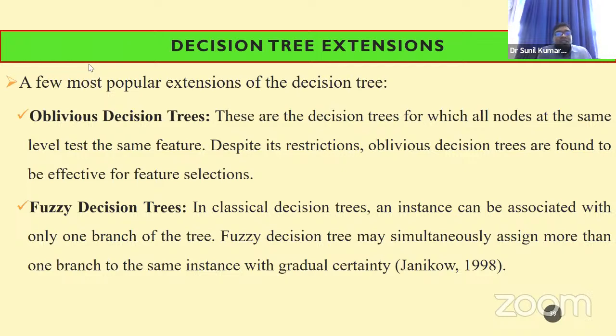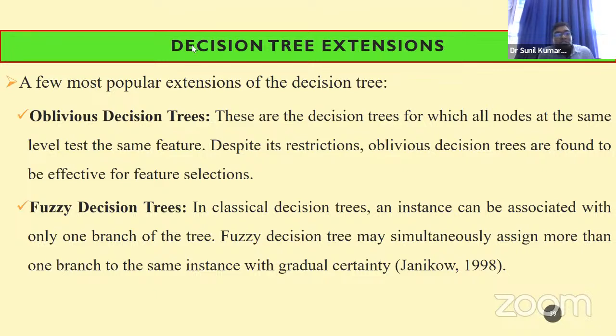Now if we look at the further extensions of the decision tree, various extensions are there, like the oblivious decision tree. These are decision trees in which all nodes at the same level test the same feature. Despite its restriction, oblivious decision trees are found to be effective for feature selection. Then fuzzy decision trees: till now, what I have discussed is one node, one attribute, where an attribute belongs to one node only. But in a fuzzy decision tree, maybe one attribute is contributing in more than one node.